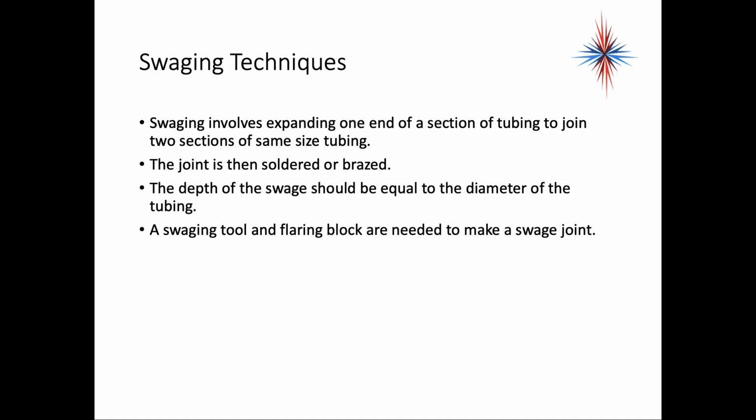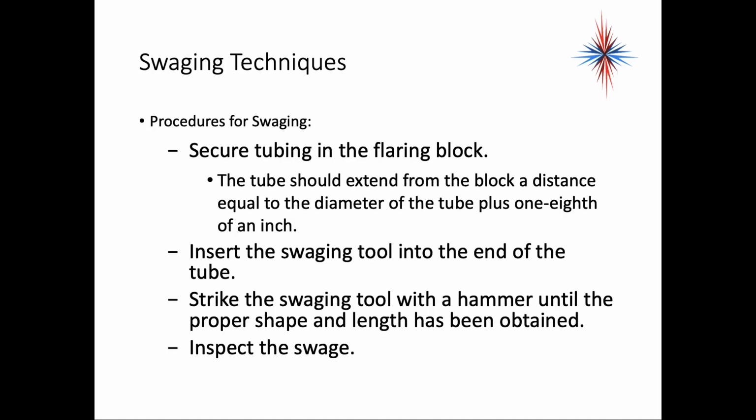Swagging involves expanding one end of a suction tube to join two sections of the same size tubing. The joint is then soldered or brazed. The depth of the swag should be equal to the diameter of the tubing. A swagging tool and flare block are required to make a swag joint.